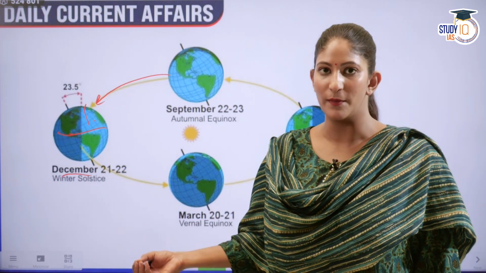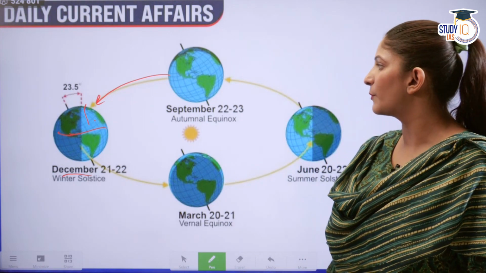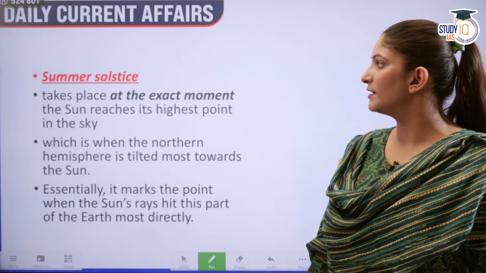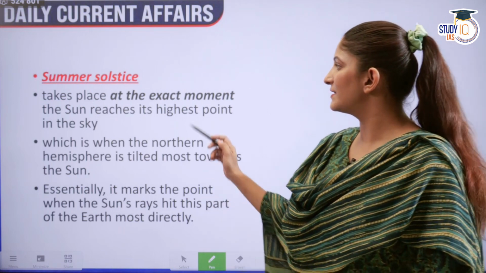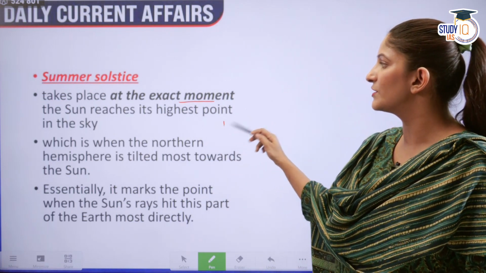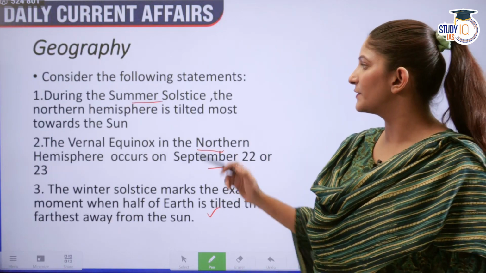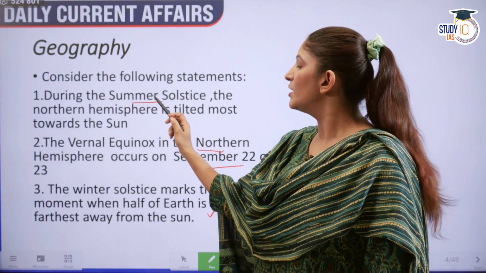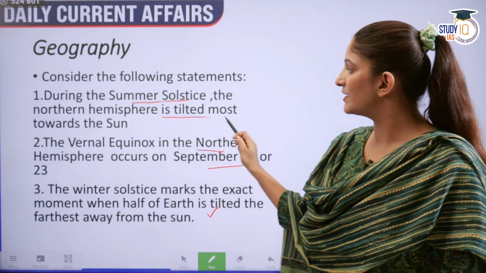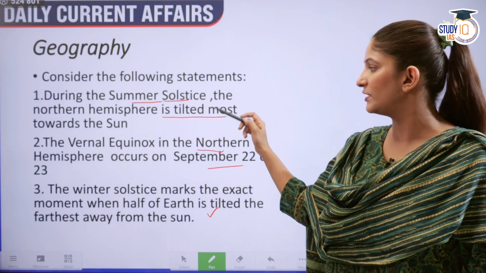Again, the exact moment when the sun is at its highest point. So I hope you understood that. Summer solstice takes place at the exact moment when the sun reaches its highest point in the sky. And of course, we have to understand the first statement from that perspective. During the summer solstice, the northern hemisphere is tilted most towards the sun. I have shown that in the diagram.